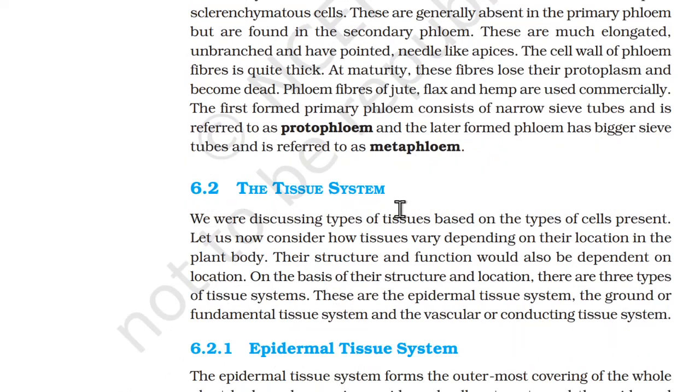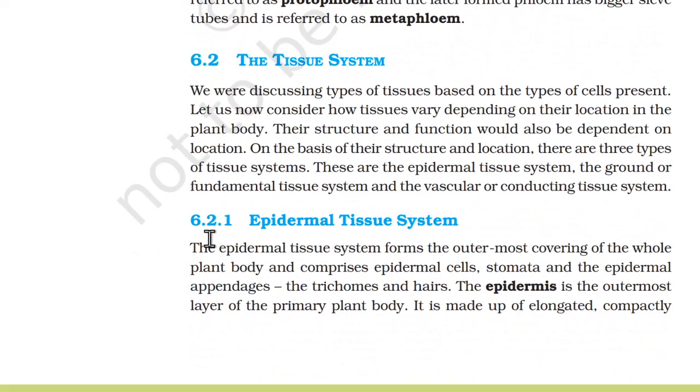6.2 The tissue system. We were discussing types of tissues based on the type of cells present. Let us now consider how tissues vary depending on their location in the plant body. Their structure and function would also be dependent on the location. On the basis of their structure and location, there are three types of tissue systems. These are the epidermal tissue system, the ground or fundamental tissue system, and the vascular or conducting tissue system.